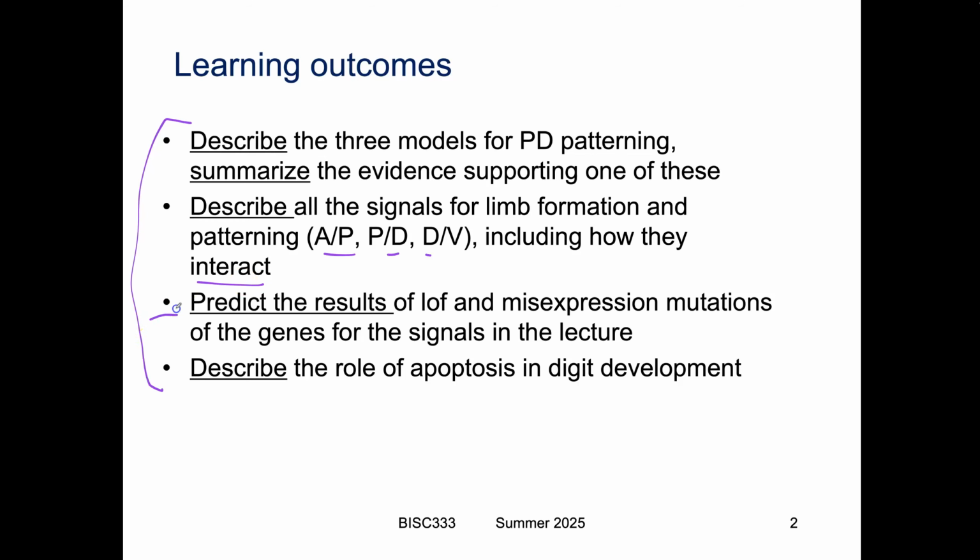And when we ask you to understand the genes, of course, we want both: what are the gene products doing? What are the proteins that are expressed from those genes doing? And then what happens if you knock it out? What happens if Sonic Hedgehog just isn't expressed in the developing limb bud? What's going to happen? And then misexpression: what if we express it in the anterior as well as the posterior, or instead of the posterior? And so be able to predict those kinds of outcomes. And we'll also describe the role of apoptosis in digit development.